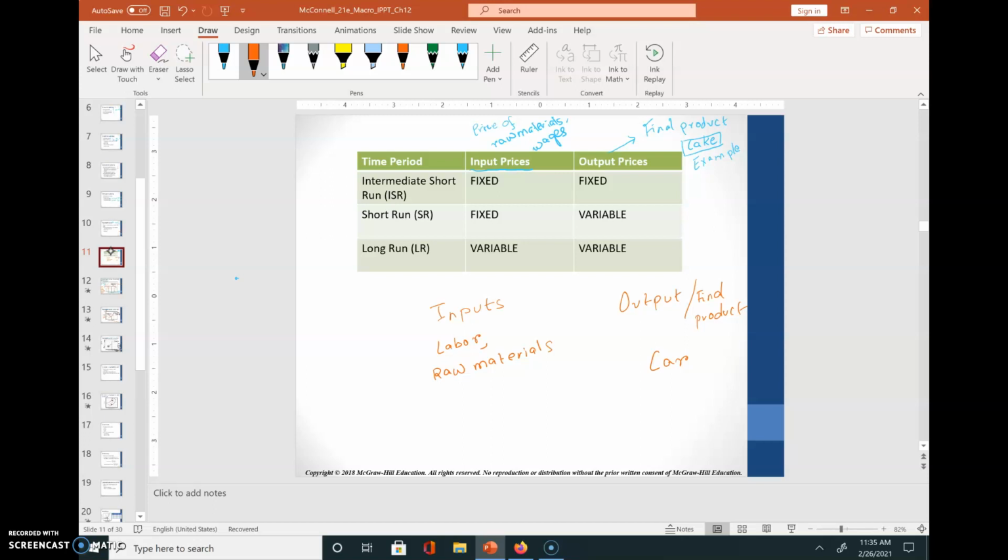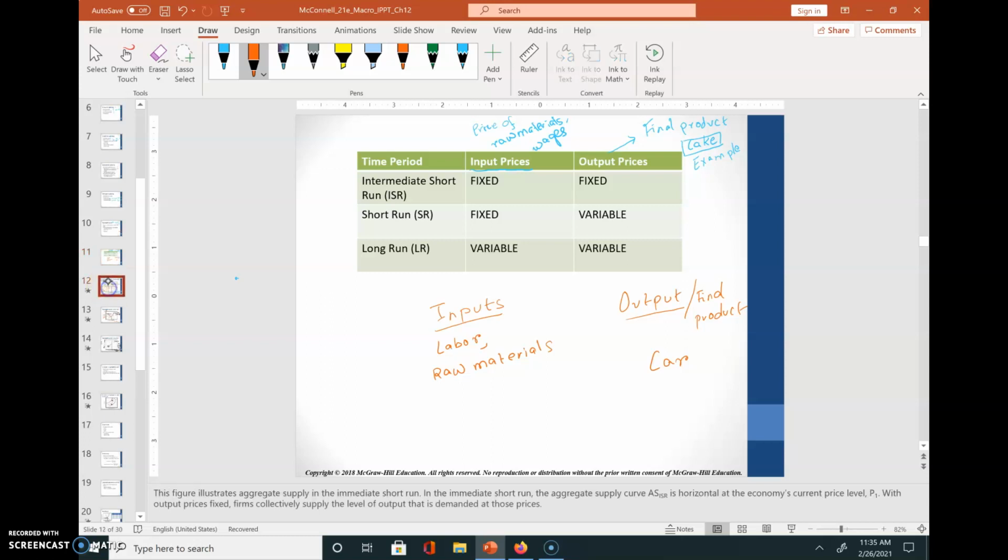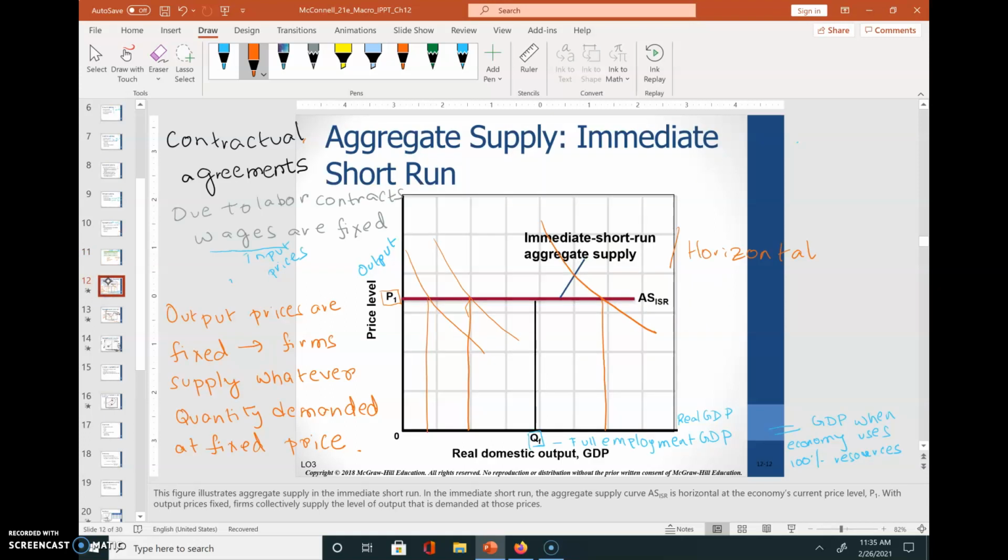An example of output is a car. Examples of inputs are whatever we need in the production of the car, which can be labor, raw materials, etc. Now take a look at the shape of the aggregate supply curve in the intermediate short run. Okay, we have a horizontal line.